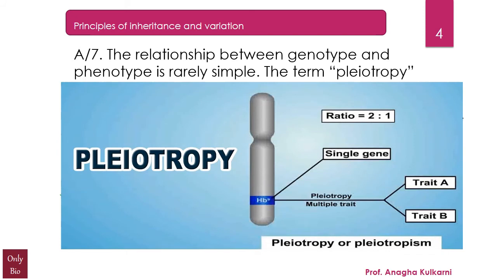Look on the screen for understanding the example of pleiotropism. So this is a chromosome, and this is an example of a pleiotropic gene, that is HbS. Hb stands for hemoglobin and S stands for sickle cell anemia. This gene HbS shows two different traits. Here it is called trait A and trait B. But in simple words, what it means is it shows two different expressions in homozygous and heterozygous conditions.